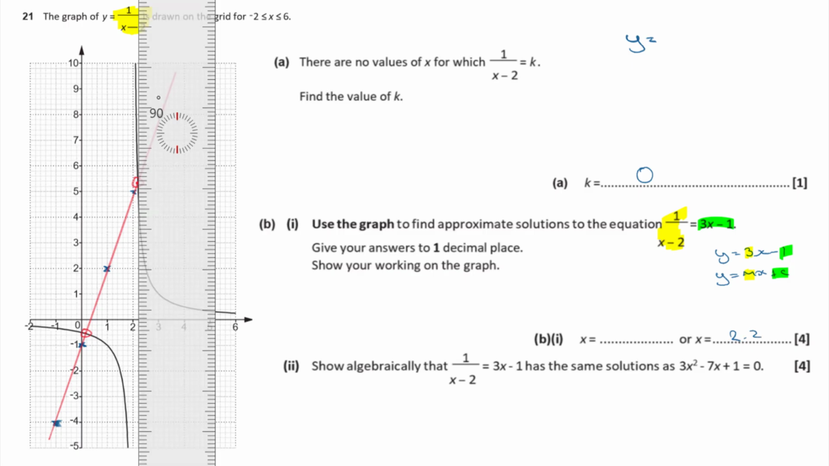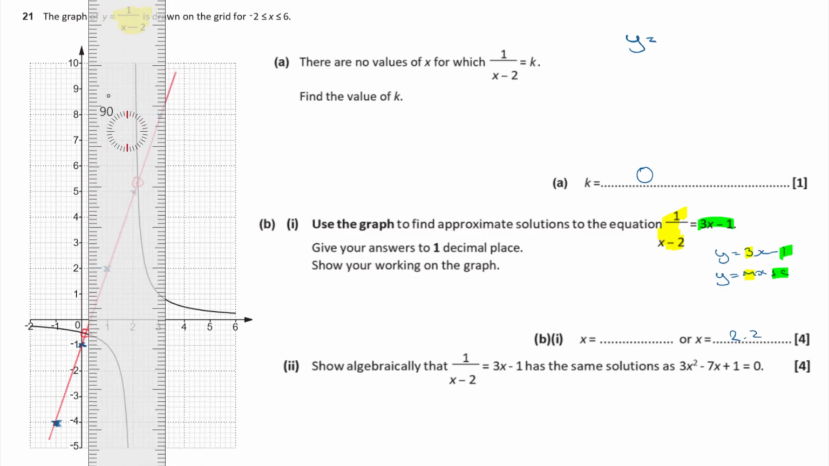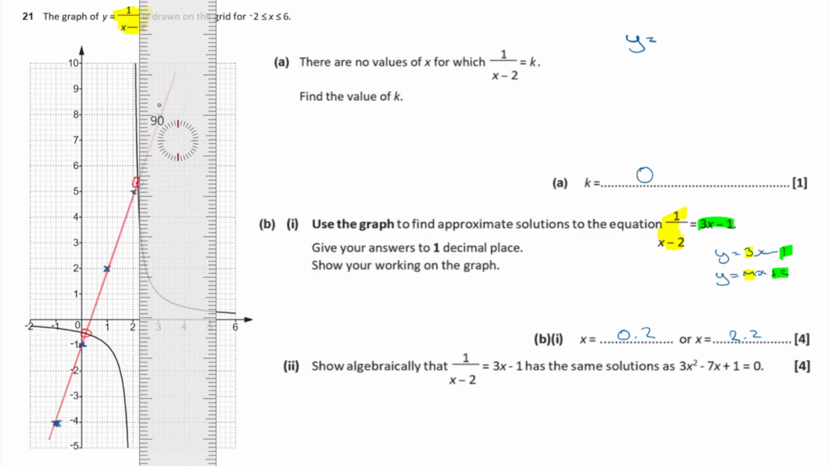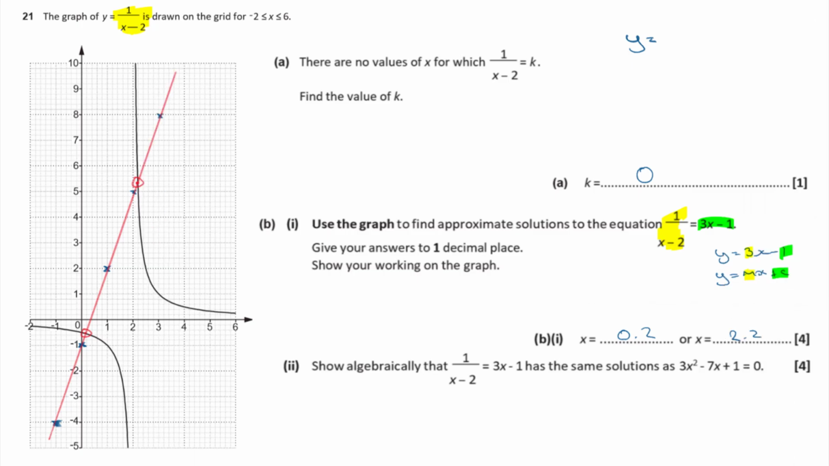And then the left one, what's that? 0.2? 0.2, something like that. So you need to be within half a square of accuracy here. I think I am. Half a square would be like 0.1. So anything between 0.1 and 0.3 probably is acceptable on the mark scheme. Haven't checked, but I guess that's what it would be. Let me just check. Yeah, what I thought. So the mark scheme says 0.1 to 0.3 or 2.1 to 2.3 as acceptable answers. So I'm all good there.